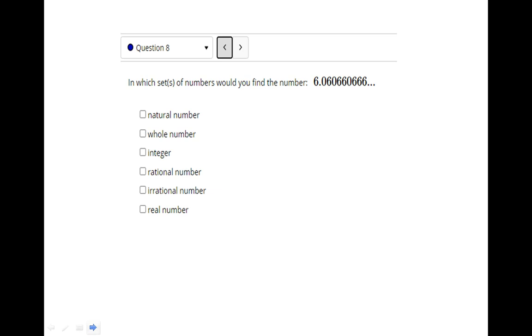Now be careful here. In order for a number to repeat, you need to see the bar over it. This is not a natural number. It's not a whole number. It's not an integer. It's not rational because it's not a terminating decimal and it's not a repeating decimal. So it's irrational, but it is a real number.